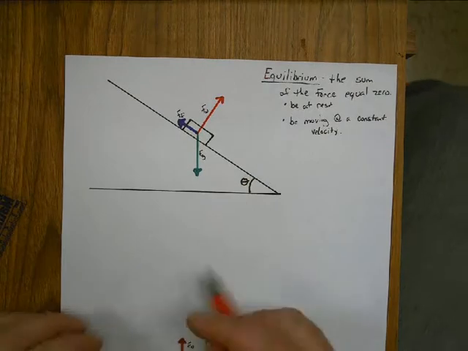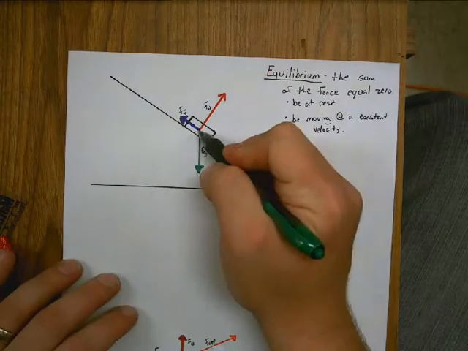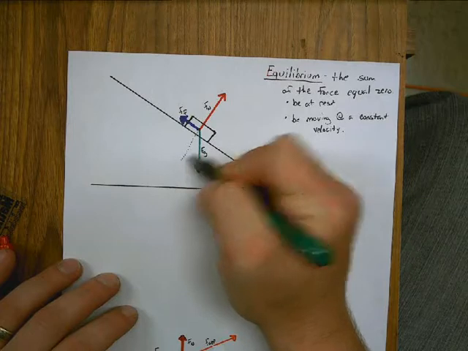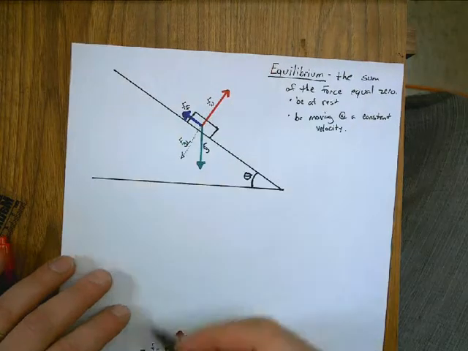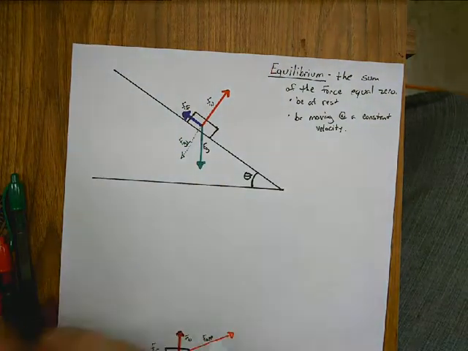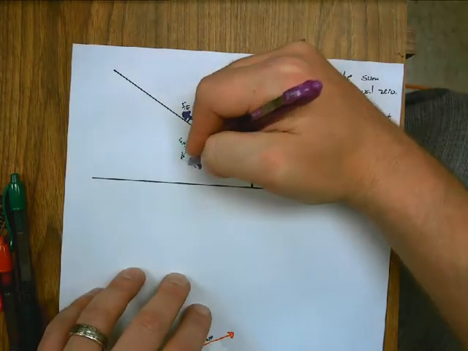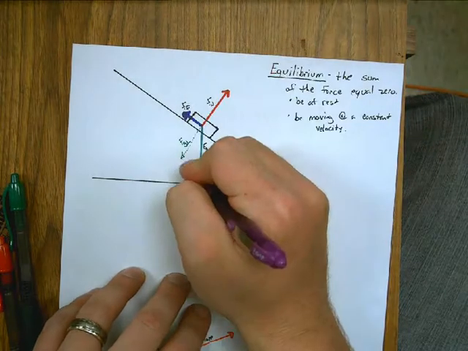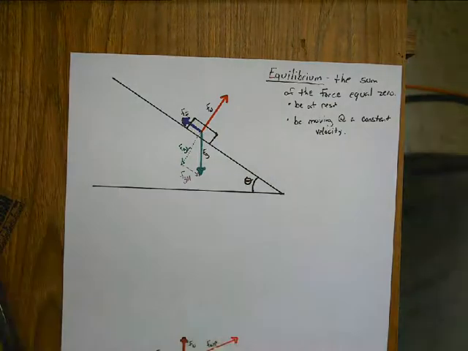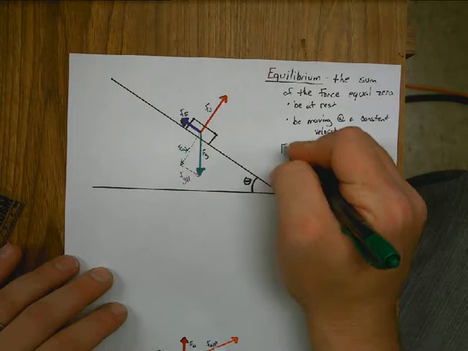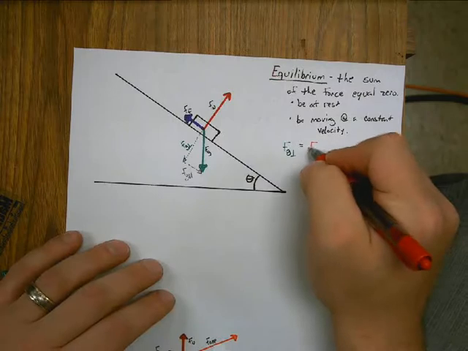And so if this object were to be in equilibrium, we would have a perpendicular component of our F sub g, or our weight. So we'll call that F sub g perpendicular. And we would have a parallel component, which we will call F sub g parallel. And we know that in this instance, because the object is in equilibrium, F sub g perpendicular has to equal our normal force, F sub n.